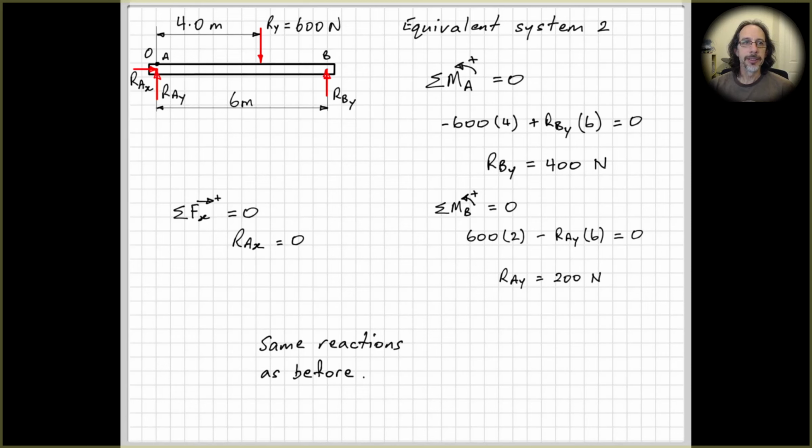So that's it for this problem. Hopefully that was helpful and interesting for you, and gave you a bit more of an insight into couples and moments and equilibrium and equivalent systems.